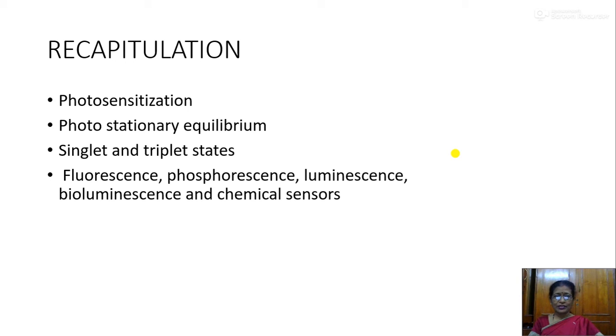Now, recapitulation. What is photosensitization? Photostationary equilibrium, singlet and triplet state, fluorescence, phosphorescence, luminescence, bioluminescence, and also chemical sensors.